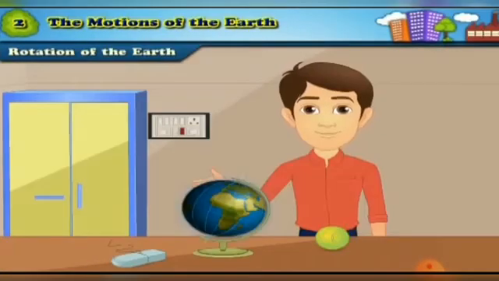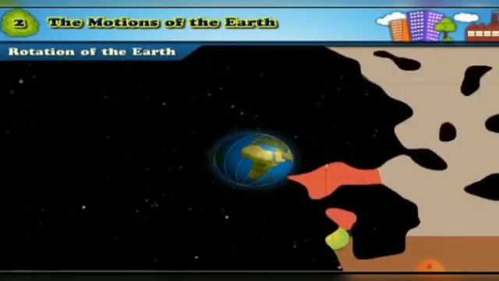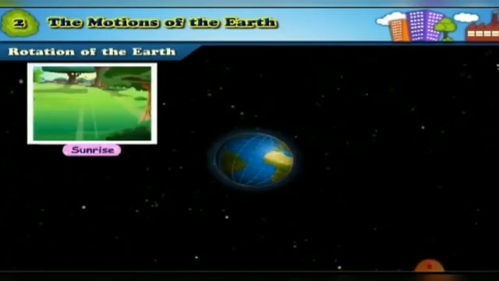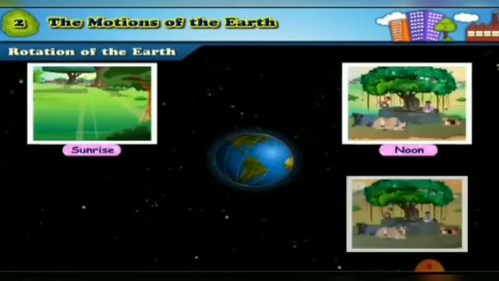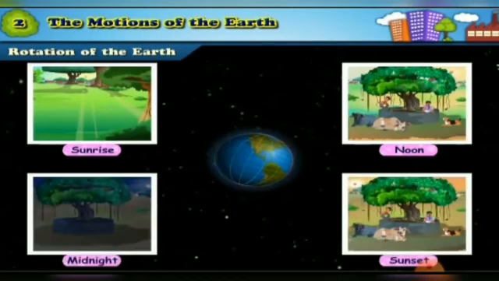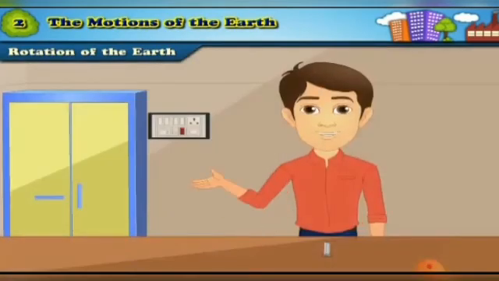Due to earth's rotation, we can measure time in terms of days: sunrise, noon, sunset, midnight. These phases of time are possible due to earth's rotation. Let us now see what causes these phases.